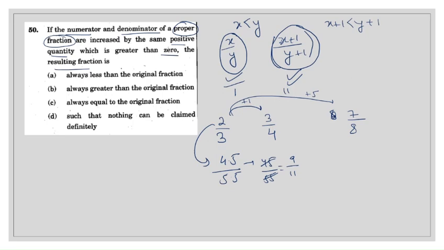So they are just comparing the resulting fraction to the previous one. In this case, if we calculate, 2 upon 3 is equal to 0.66 something, if we round it off. And 3 upon 4 will be equal to 0.75, which means that this is greater than the original one. And 9 upon 11 will also be greater than 2 upon 3. So the conclusion that we receive here is that the resulting fraction will always be greater than the original fraction. So the answer for this question will be option B.